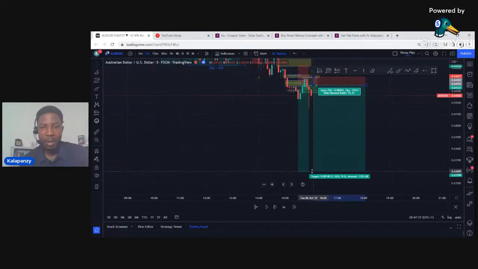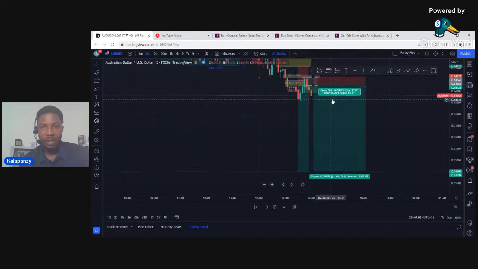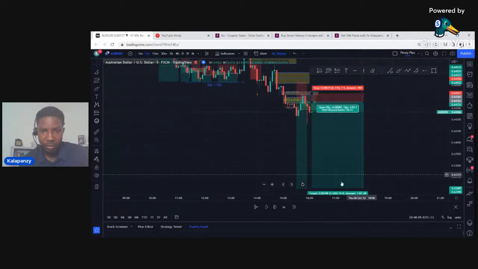Now, the beautiful thing about waiting for a second entry is that while this one, with the same target, gives us a 1 to 4, the second one gives us a 1 to 10. Okay, so let's see how price plays out. It takes us in and begins to melt.